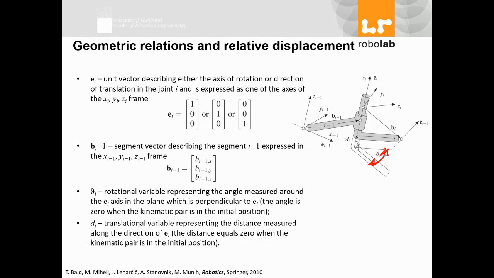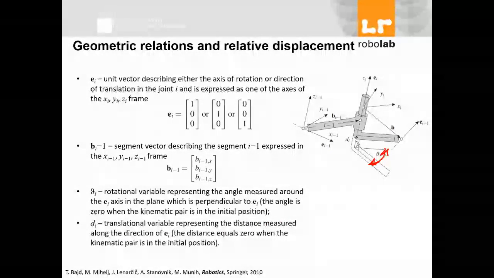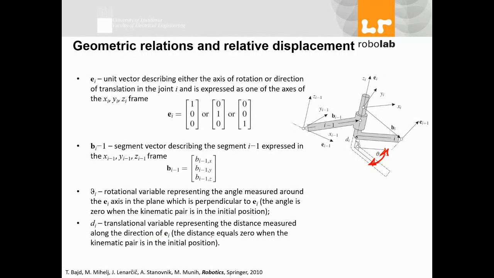The angle is 0 when the kinematic pair is in the initial position. And finally, D is the translational variable representing the distance measured along the direction of E. The distance equals 0 when the kinematic pair is in the initial position. So it is how much we have in terms of displacement from one point to another point. Okay.